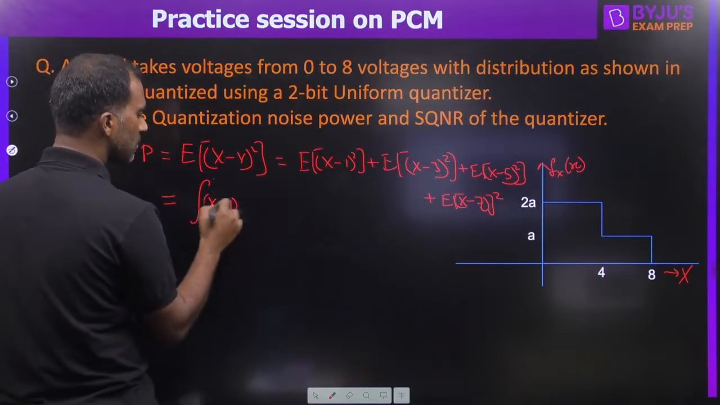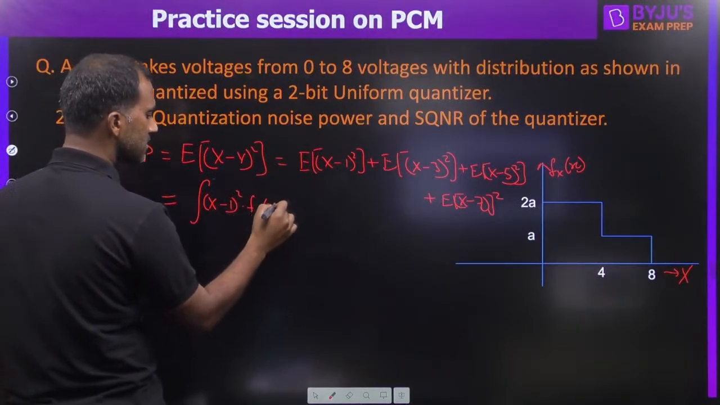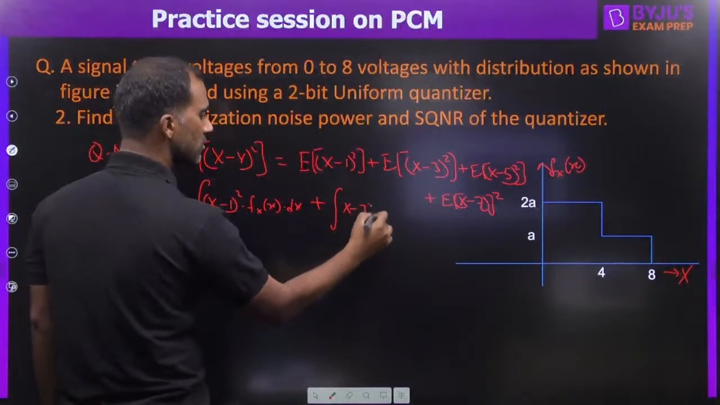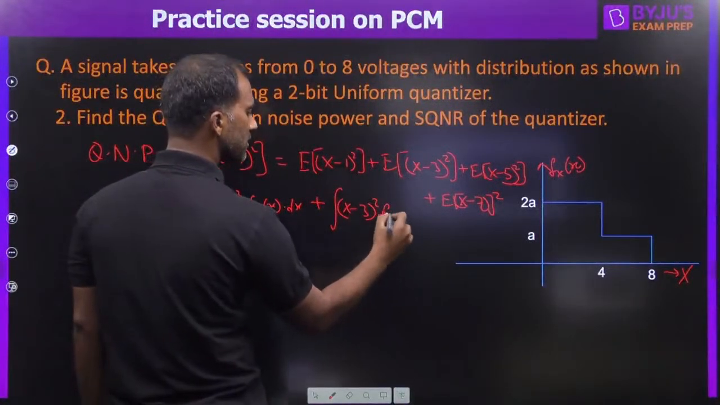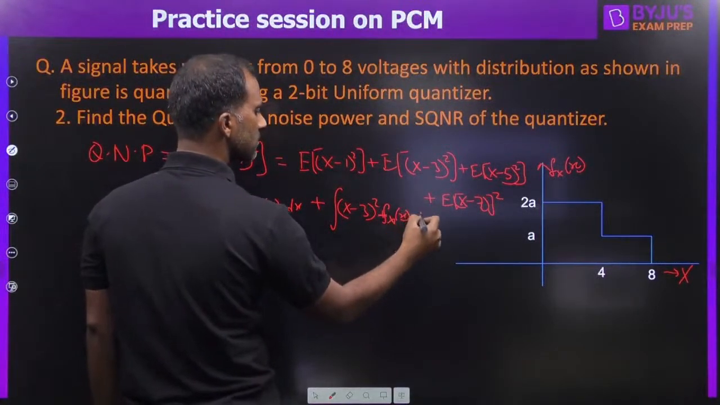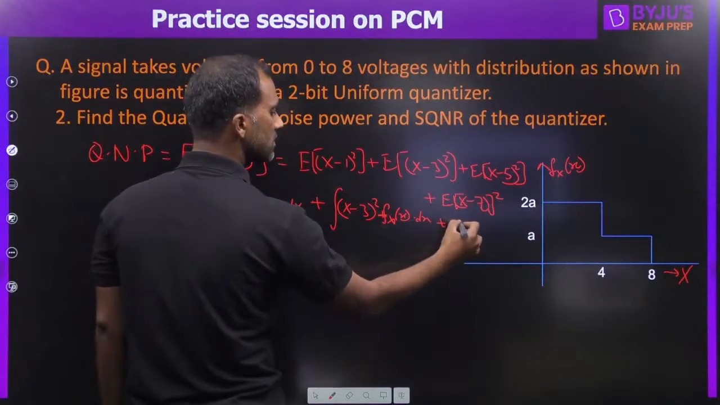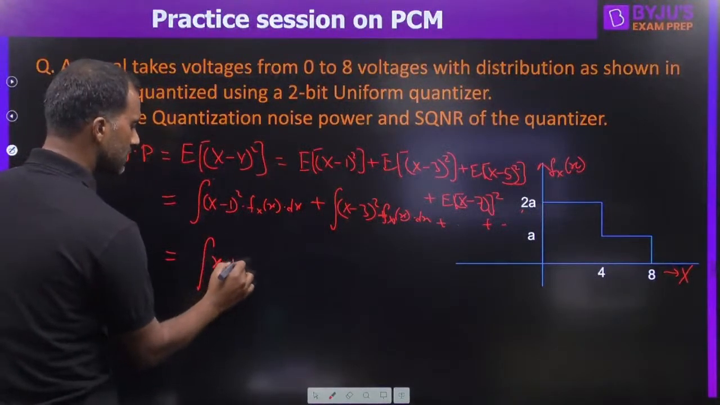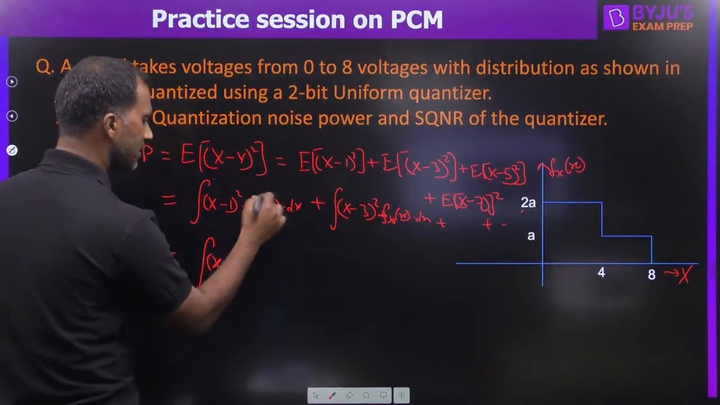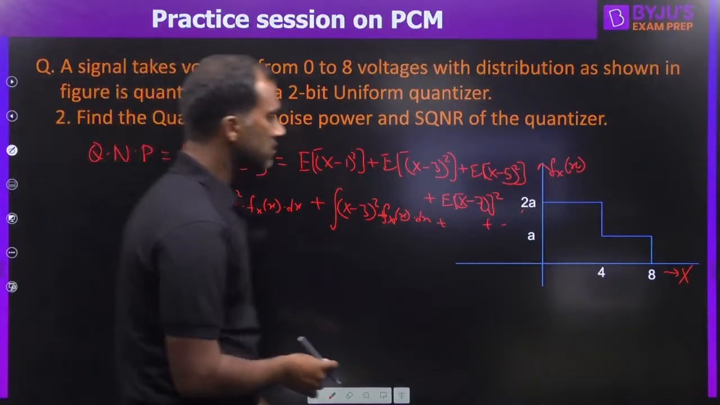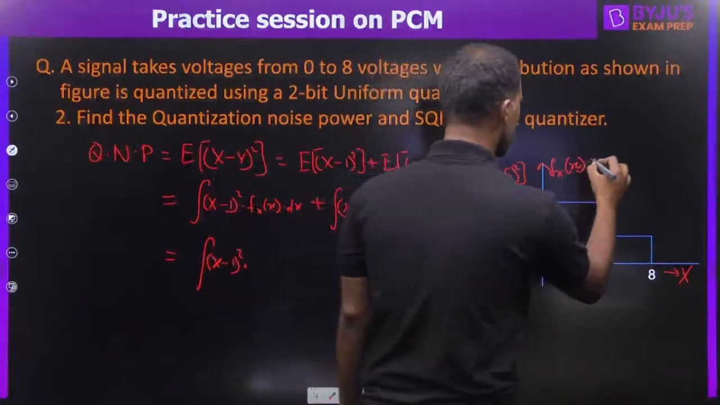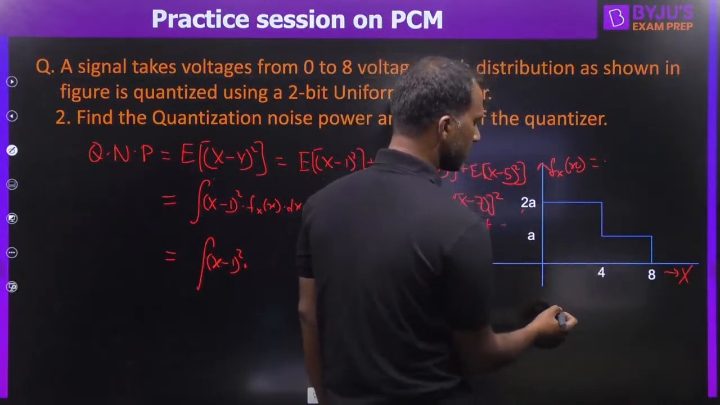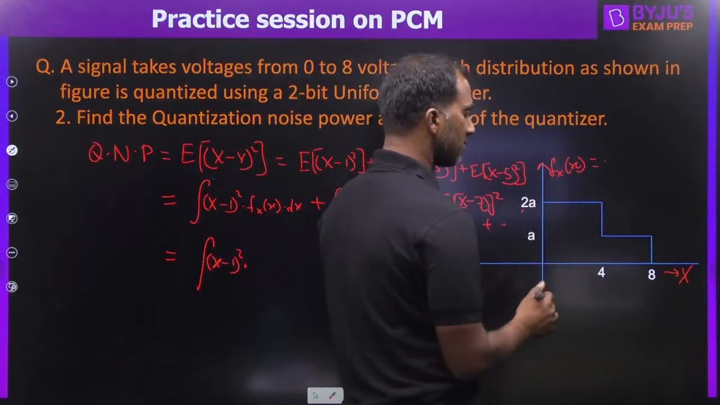So we can write it as integration of x minus 1 whole square into fx of x dx, plus integration of x minus 3 whole square into fx of x dx. Similarly for this and for this also, plus this and plus this. And what is the equation of fx of x? We know the equation, we have it here. It is 2a. And how much is a? A is not given here. So we can find the value of a. Total area should be 1. That is the funda.